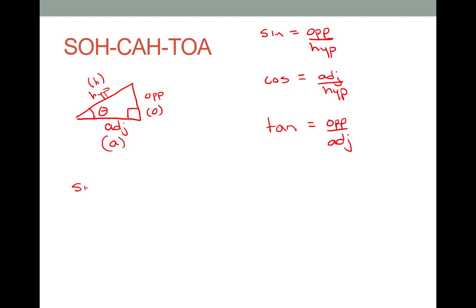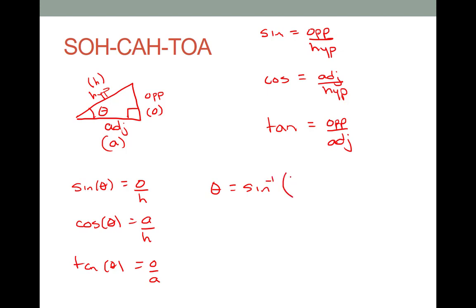So now I can write that sine theta is O divided by H, opposite divided by hypotenuse. I can write that cosine theta is the adjacent side length divided by the hypotenuse, and tangent theta is the opposite side divided by the adjacent. The other piece you need to know is that if I know two of the sides, I can get the angle. So theta would be, for example, the inverse sine of the opposite side divided by the hypotenuse. And I can do the same thing for the other trig functions as well.